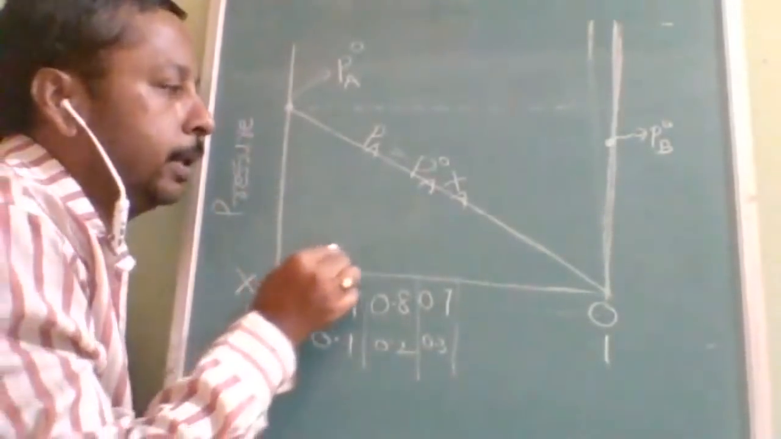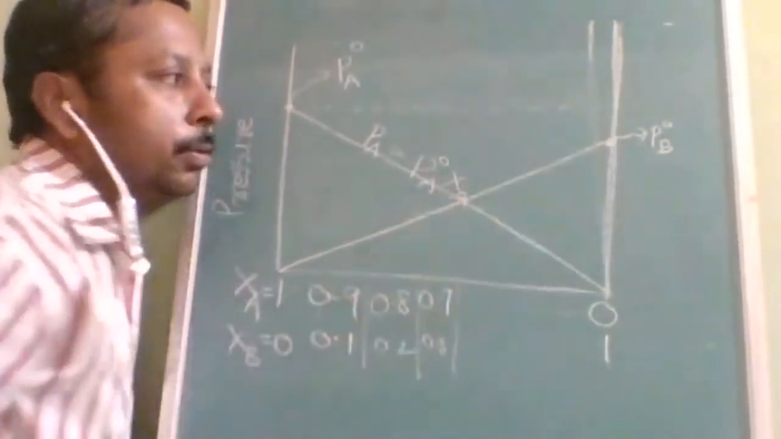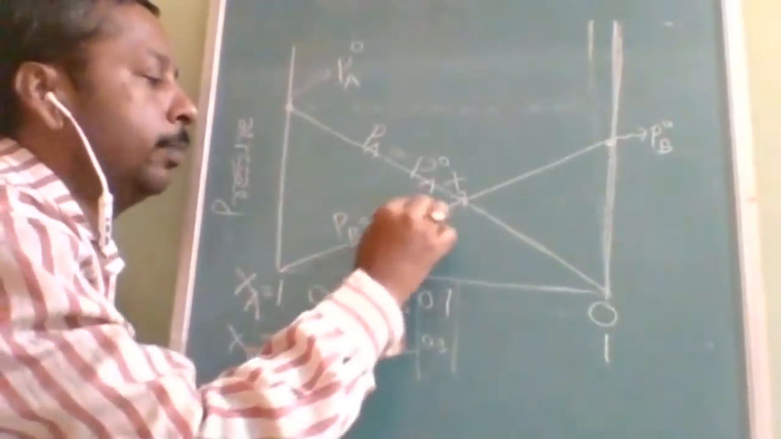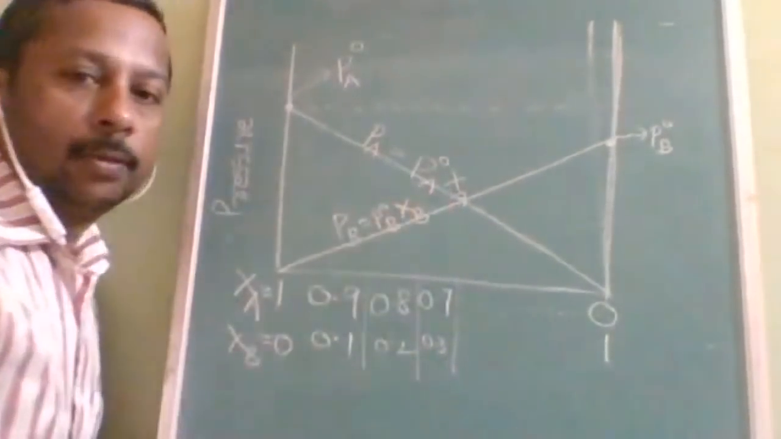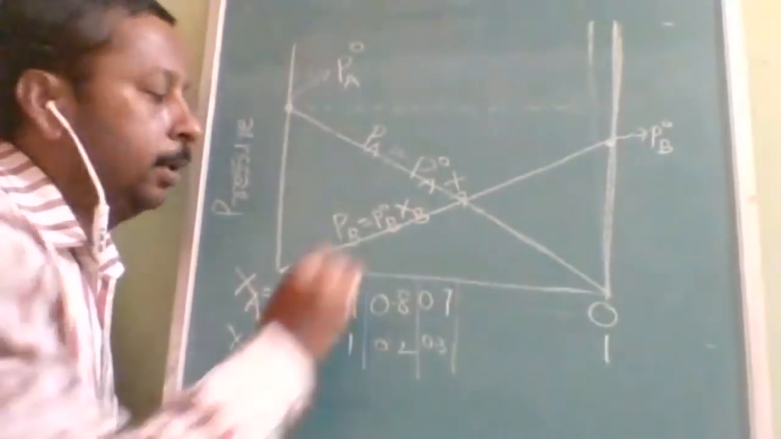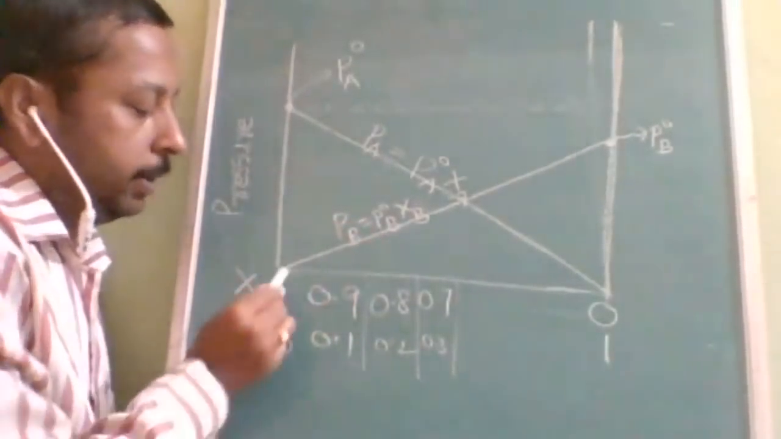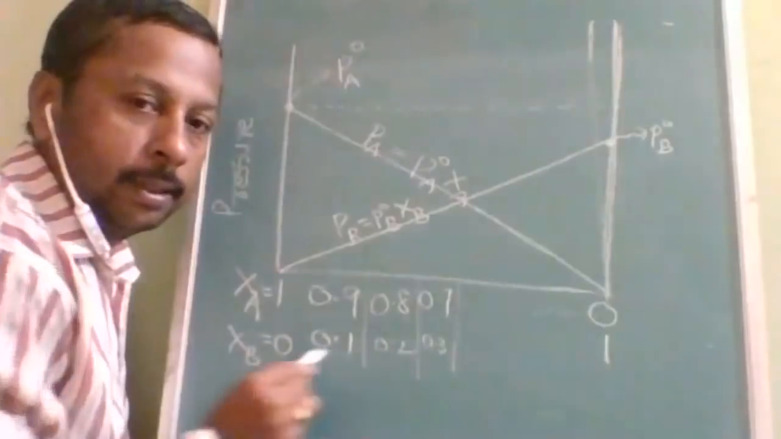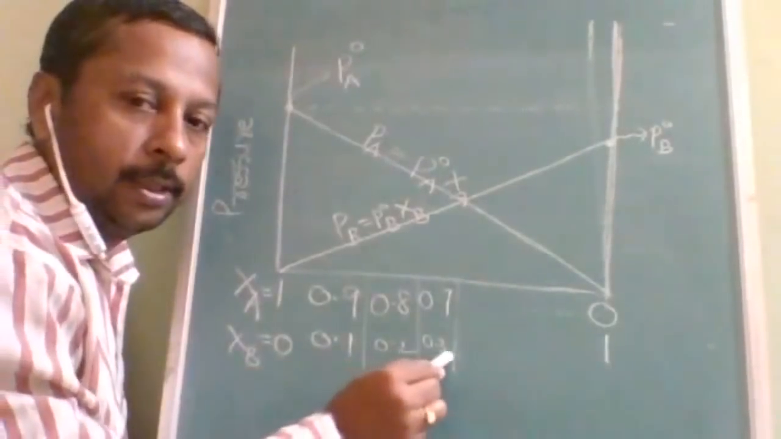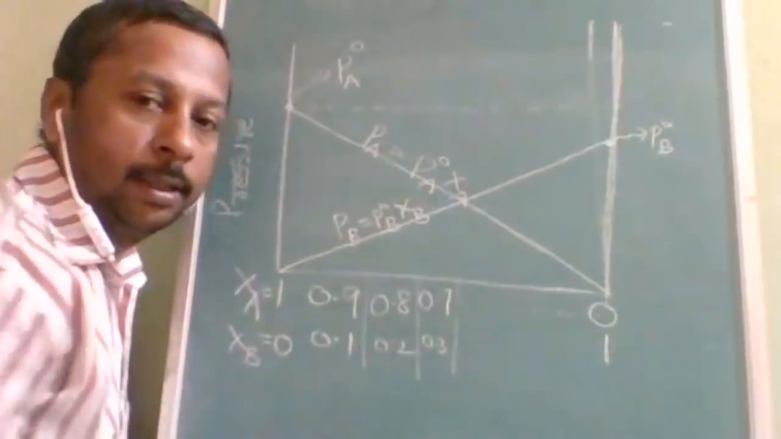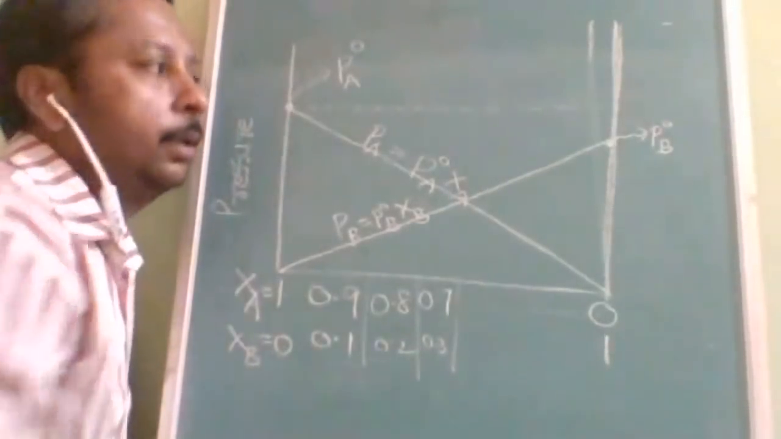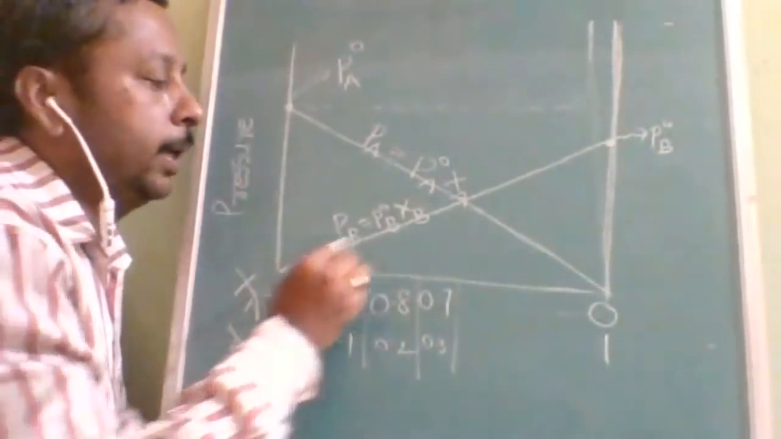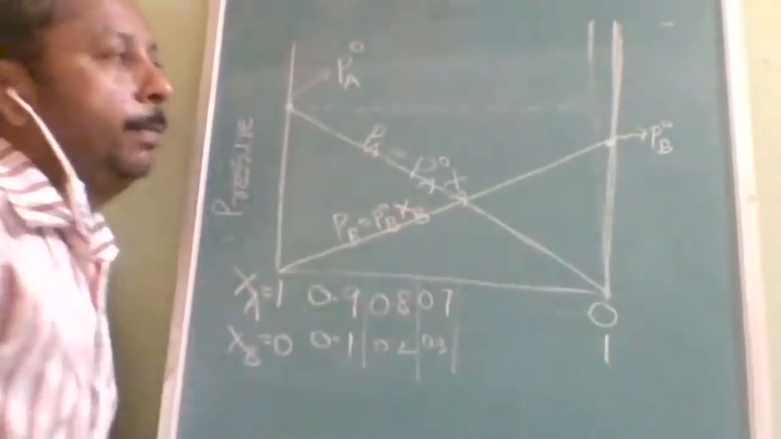Now this line goes like this. Why does it go like this here? PB is equal to P naught B into XB. So when XB is equal to 0, PB will be 0. And XB keeps on increasing: 0.1, 0.2, 0.3. Likewise, it will keep on increasing and reach a maximum point. So at this point, what is it? P naught B. Understood? So this line is for PB, this line is for PA.